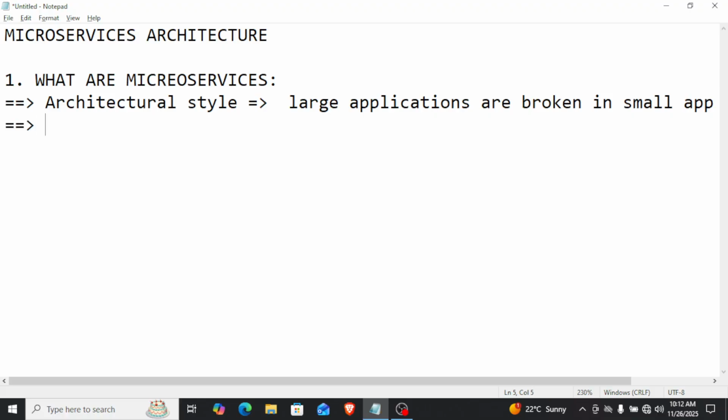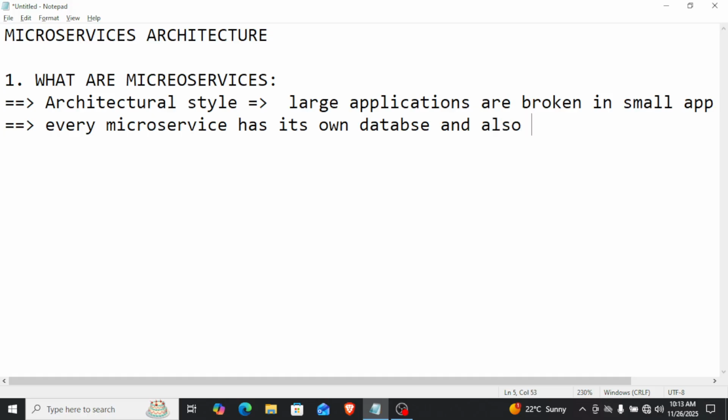Every microservice has its own database, and also communicates with each other microservices via APIs.